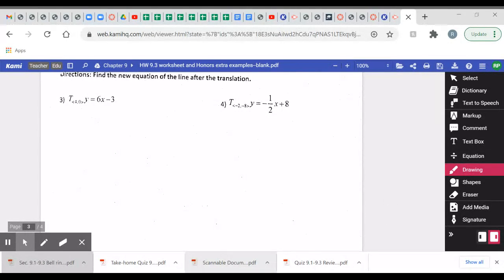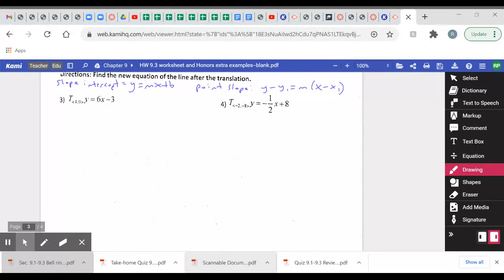So when it says a new equation, the two equations we might deal with are slope-intercept, which I'm going to go ahead and write down, which is y equals mx plus b, and the point-slope formula, which is y minus y1 is equal to the slope times (x minus x1).